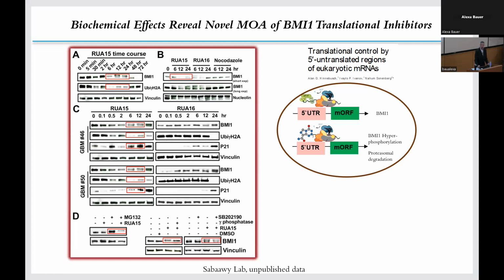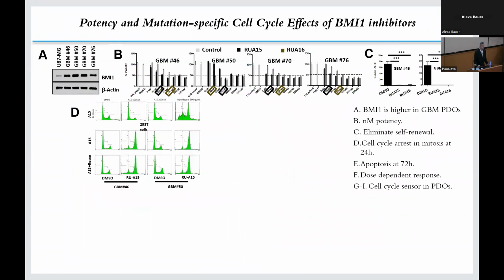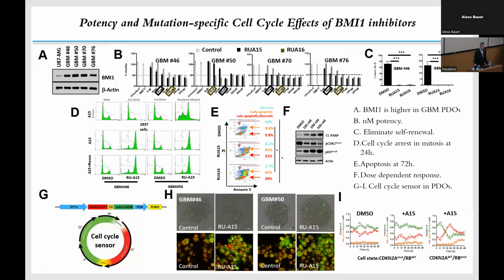This is a novel mechanism that has not been shown before, to my knowledge, for any small molecule targeting 5' untranslated regions. We think this effect is also dependent on the cell state, or both the genotypes and the phenotypes of these cells. So some preliminary data show that indeed these compounds cause a cell cycle arrest at a nanomolar concentration. And this leads to degradation and induction of apoptosis in these cells.